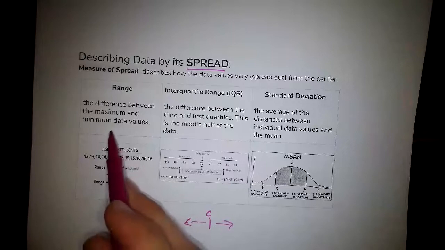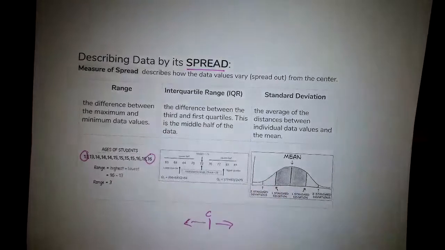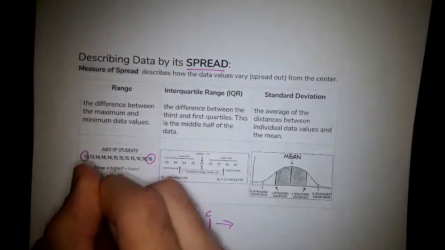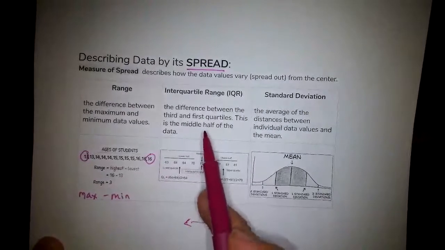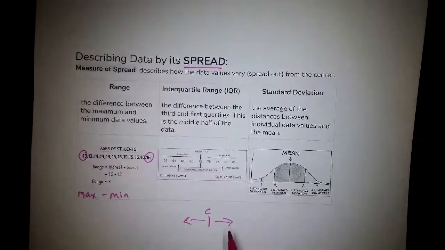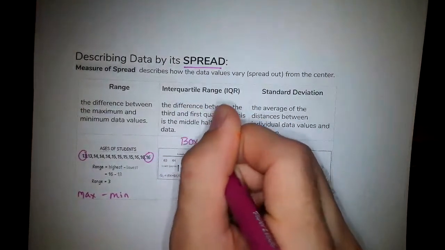Now with range, it's basically just taking the minimum and the maximum and finding the difference between the two. From 13 to 16, there is a range of 3. So this is where we take our max and subtract our minimum. Interquartile range. This is something we did in the last lesson. I had a lot of questions from you guys about this because it is a little bit complicated. This is when we're dealing with box plots.